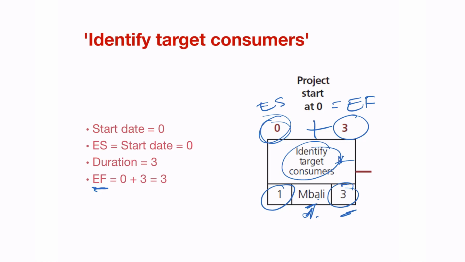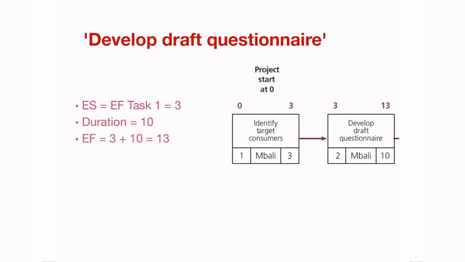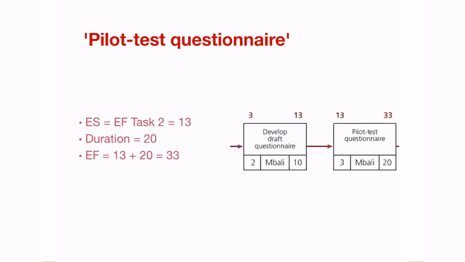So now let's move through the rest of the project fairly quickly. Mbali starts with identifying target consumers. It takes 3 days and it finishes on day 3. The earliest time that the draft questionnaire can start is on day 3. It takes 10 days and it finishes on day 13. Now we're already on day 13 with 2 activities completed. The third activity is the pilot of the questionnaire. That takes 20 days to complete. And the earliest time that that activity can start is when activity number 2 is finished. So it is 13 plus 20, which gives you 33.